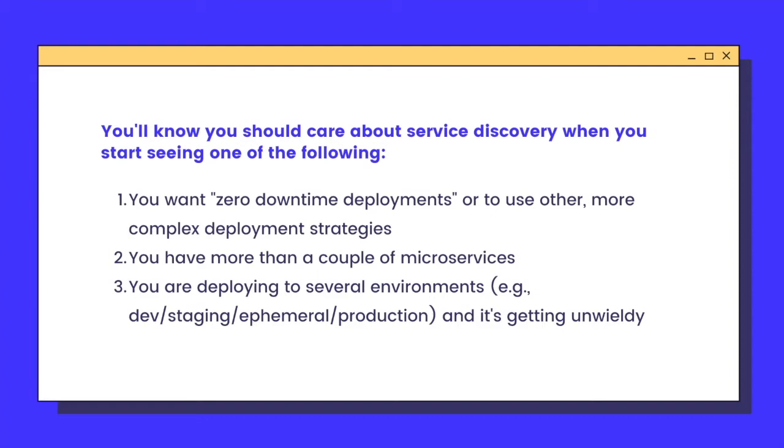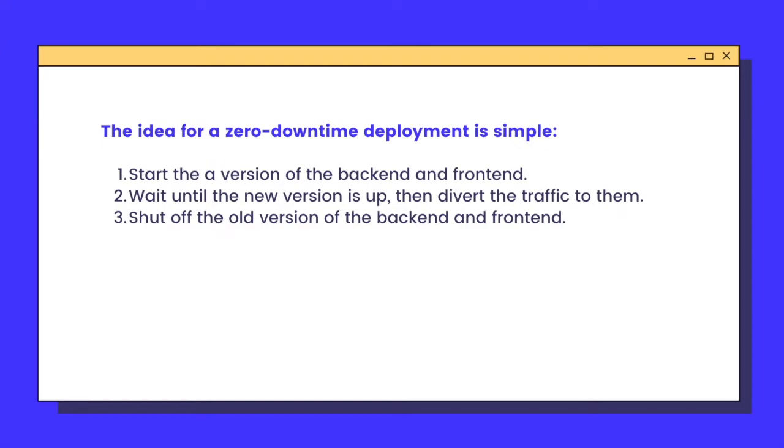And if you're deploying to several environments, like if you have a developer environment, a staging environment, an ephemeral environment, and production environment that all have different IP addresses, it's going to get pretty unwieldy to set the IP addresses all over the place. So let's focus on zero downtime deployments because they're illustrative of the broader problem. Before that, though, let's talk about reverse proxies, which are another crucial system design and DevOps concept. The idea for a zero downtime deployment is simple, as we've seen.